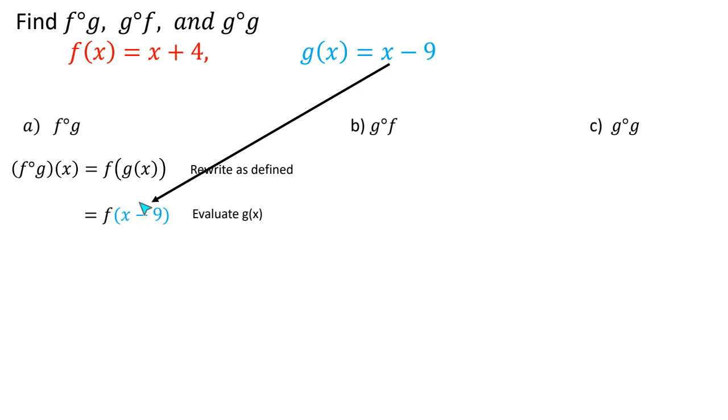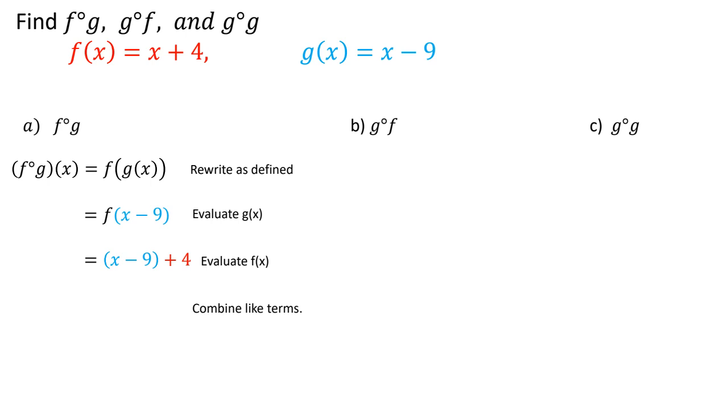So we're going to take x minus 9 and we're going to plug it in for the x in the function f. So now we're going to go ahead and do that. So here I have an x. I'm going to replace it with x minus 9. And then I have the plus 4. So we end up with x minus 5.